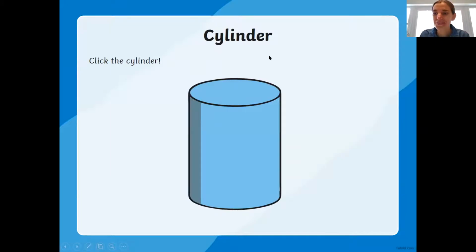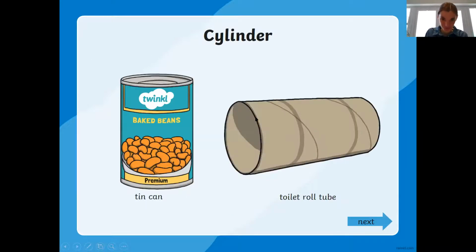Do you know this shape? Well done if you said cylinder. Say that one together. Cylinder. And toilet roll tubes. They are cylinder shape. And lots of tins are cylinder shapes. There's a yummy tin of baked beans.